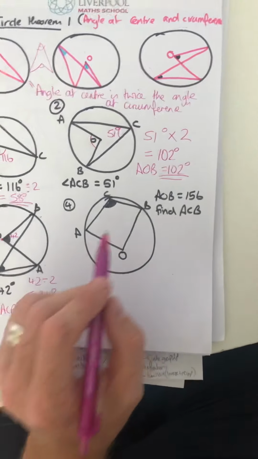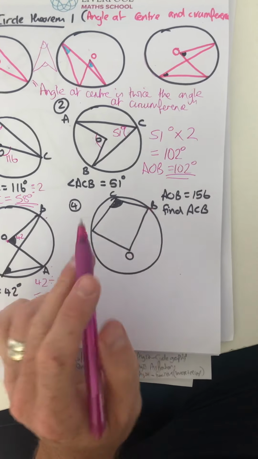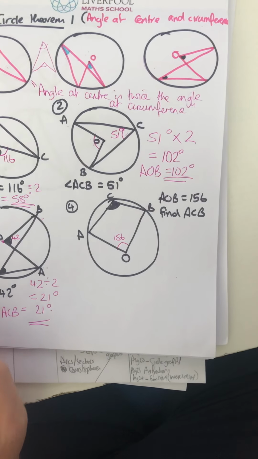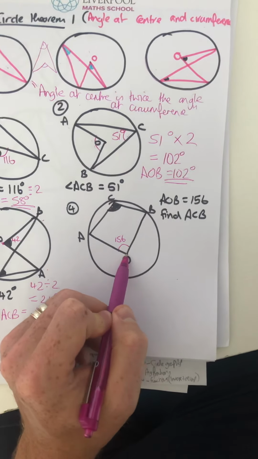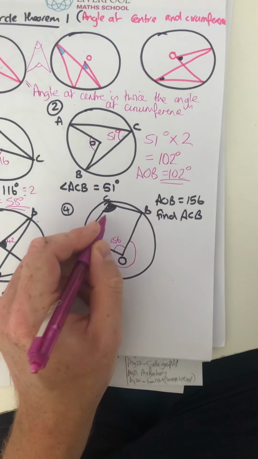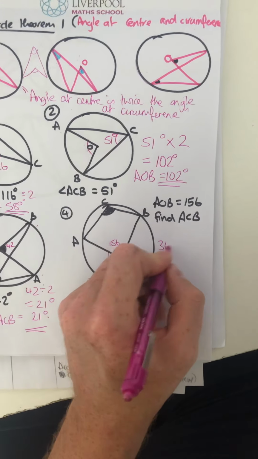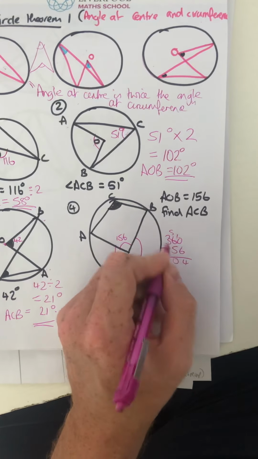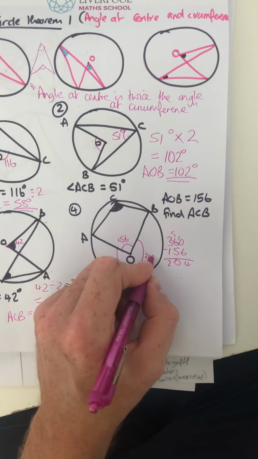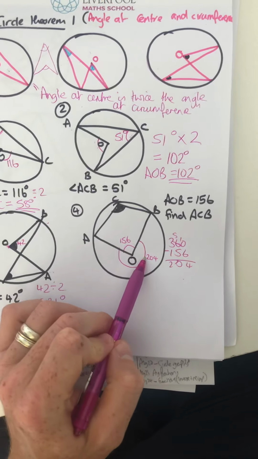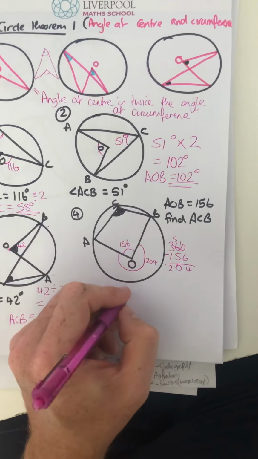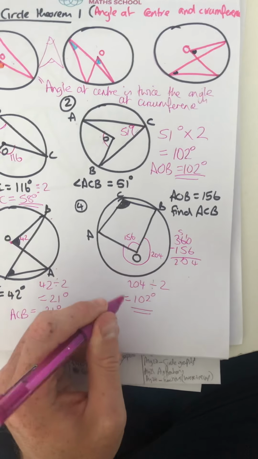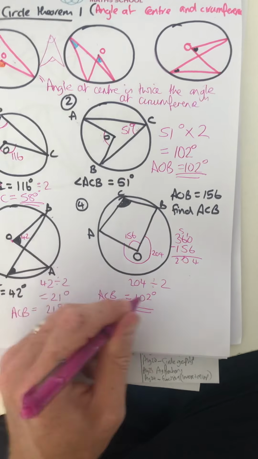Next one, 4. AOB is 156. Now this one's a little bit more difficult to spot. So it's still the centre, but this time it'll be here and not this one. So you need to do 360, take away 156, which is 204. So this one's 204. The angle at the centre is twice the angle at circumference. So 204 divided by 2 is 102 degrees. So that means ACB is 102 degrees.